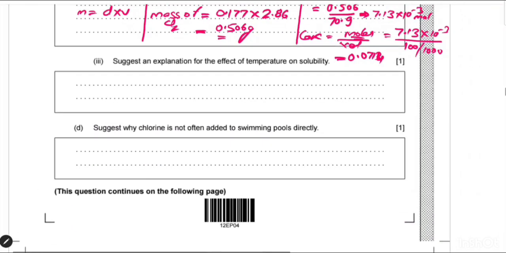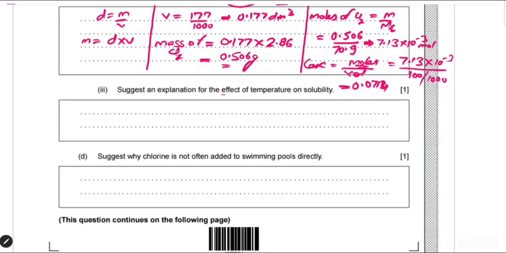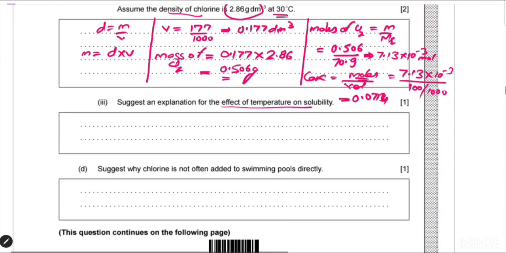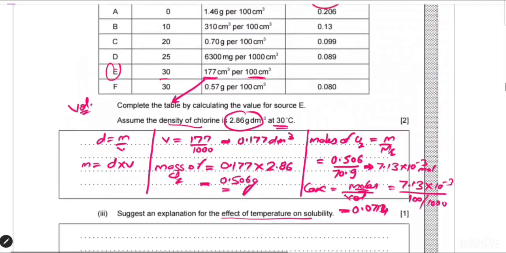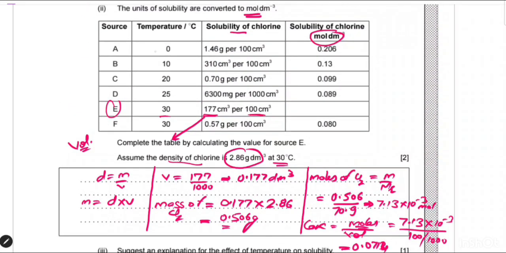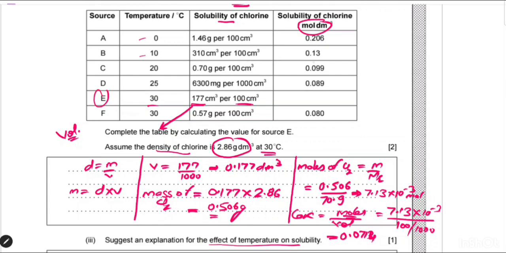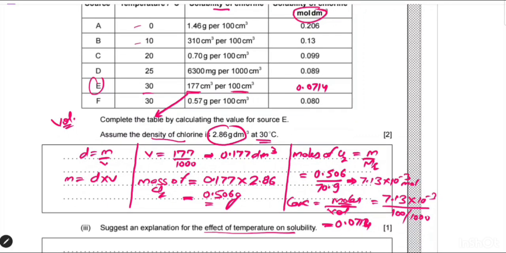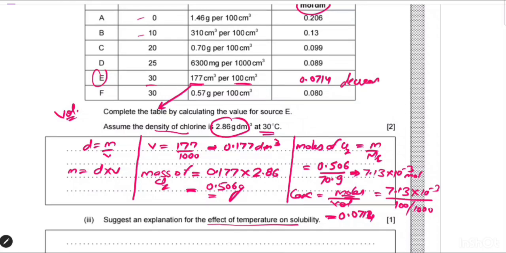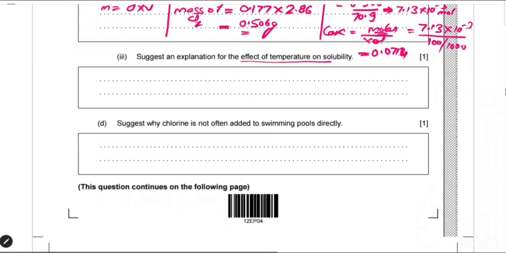Question is, suggest an explanation for the effect of temperature on the solubility of chlorine. We have to find out the effect of temperature on solubility of chlorine. If we see the data, temperature is increasing from 0, 10, 20, 25, 30, and the solubility is 0.206, 0.13, 0.99, and this calculated one was 0.0714. So I can see the solubility approximately goes on decreasing. Solubility is decreasing with increase in temperature. As temperature increases, the solubility of chlorine goes on decreasing.